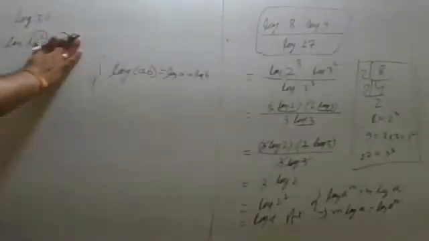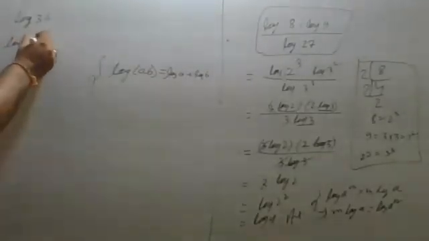So read this question now. Log 2 square into 3 square. If we consider a equals 2 square, b equals 3 square, what will we get? When I am telling you log AB equals log A plus log B, read this formula. So what is the value of A? That's 2 square, not 4. B is 3 square. You cannot say 3 square.